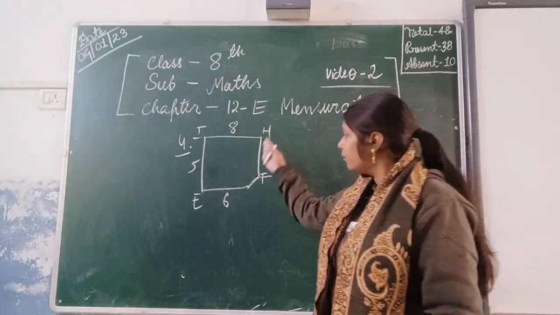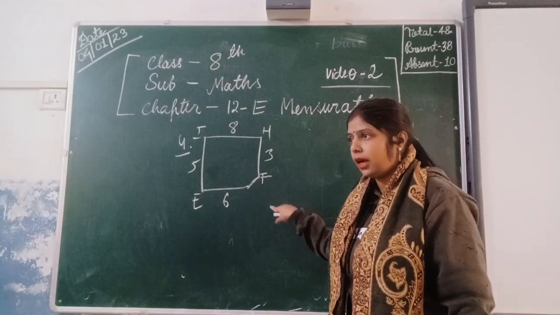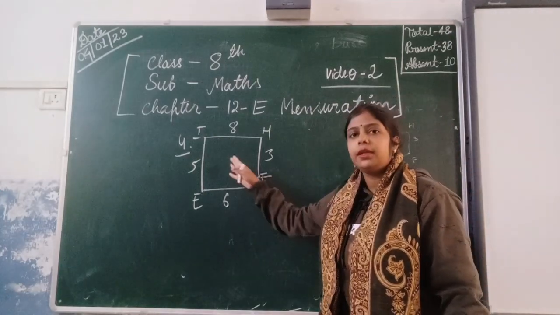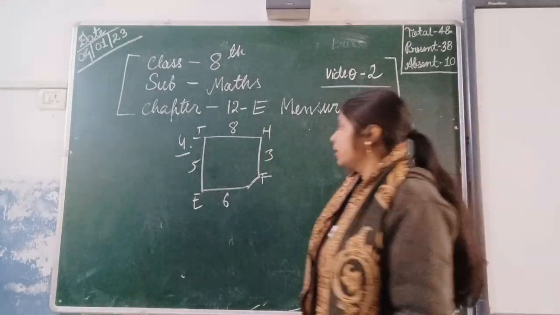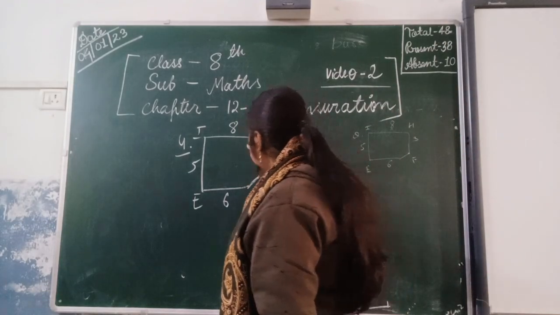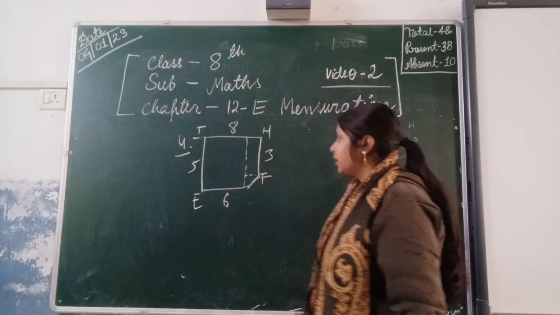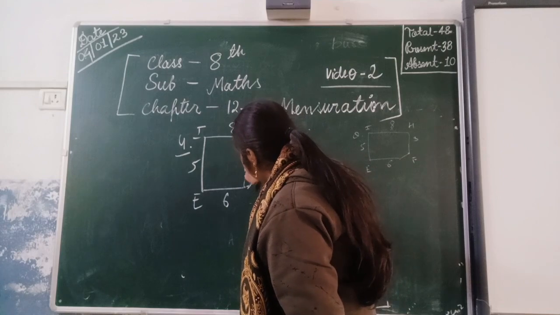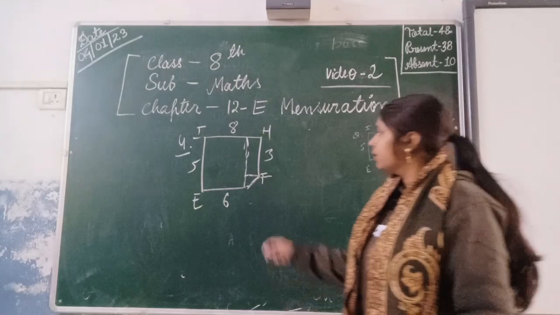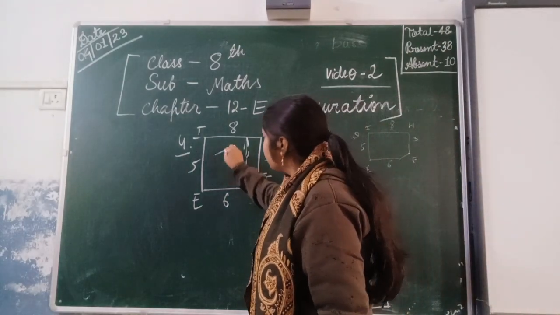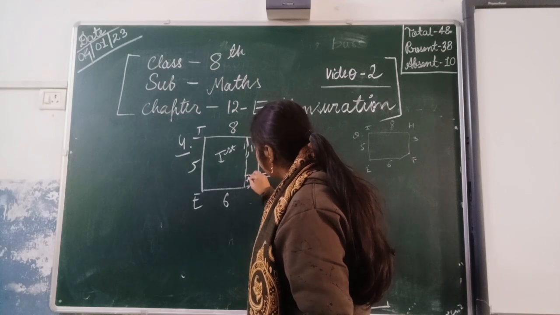So how will we find the area of this figure? Before finding the area, we have to know what shapes it can be divided into. We can divide this figure like this also. Can we? Yes. Listen. If we divide this figure like this, what will we observe? We will observe that this part is the first shape, second shape, and this one is the third shape.